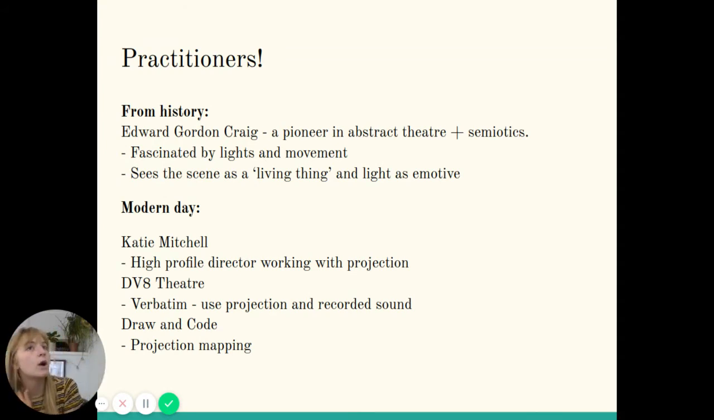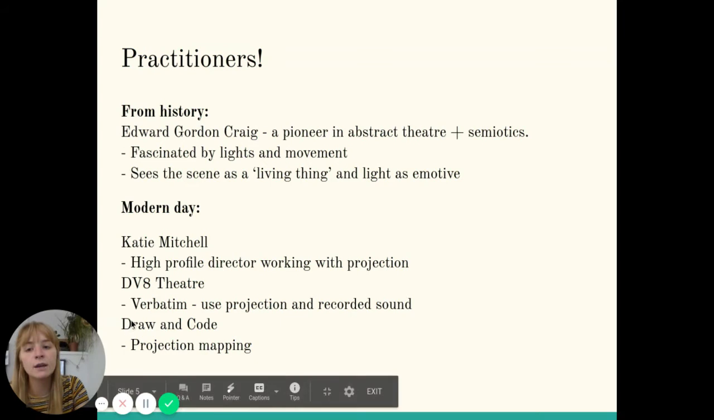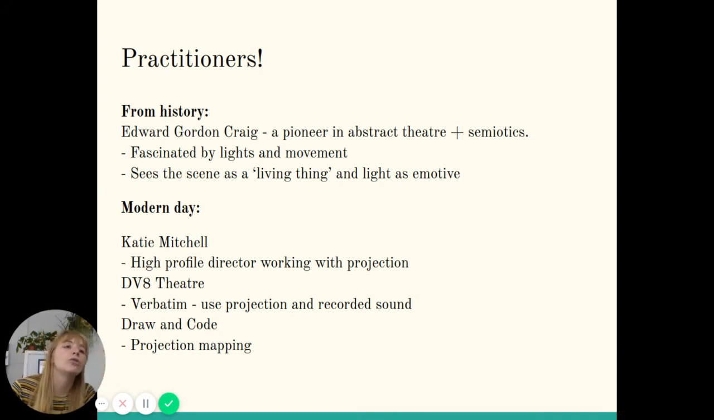So when a word is said in the voiceover, they'll write it on the board or it'll appear as a projection, and it draws our attention to that keyword. And then finally, we've got Draw and Code, who are a really interesting theatre company working with projection and mapping, which is where you've got something happening on the projection and the audience, the performer even interacting with that. So it looks like the two are working together, when in reality, it's just timed really cleverly. So those are our practitioners.